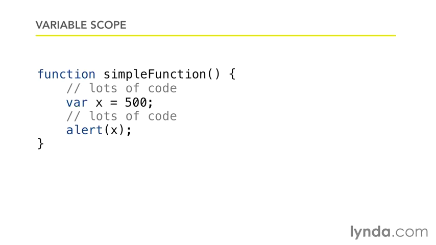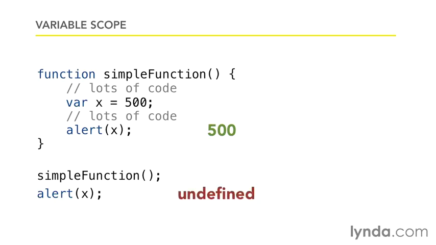So let's say we define this simple function and then we call it. What's going to happen is we'll jump into the function, we'll create the variable, and we'll pop up the alert box with the contents of that variable, which is 500. Control returns to right after we called it, and if I try and pop up the contents of x again, this will be regarded as undefined. It will say, I don't know what x means because the x variable is not available outside simple function.